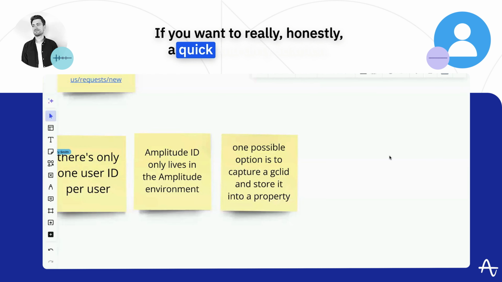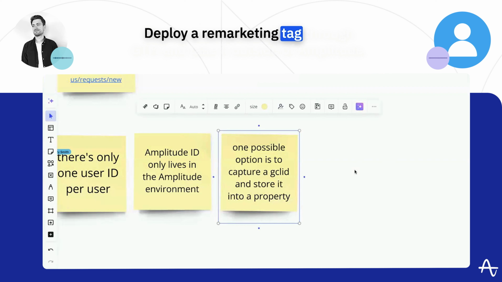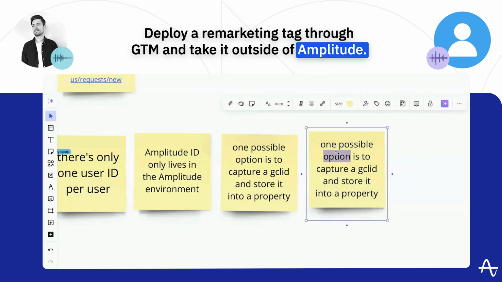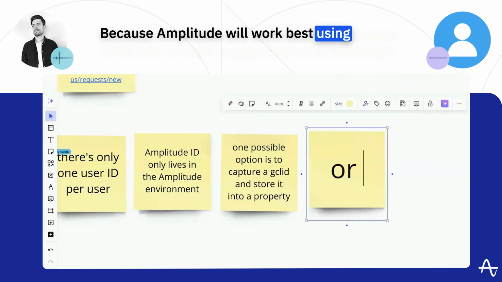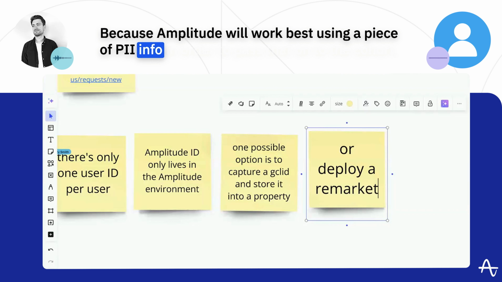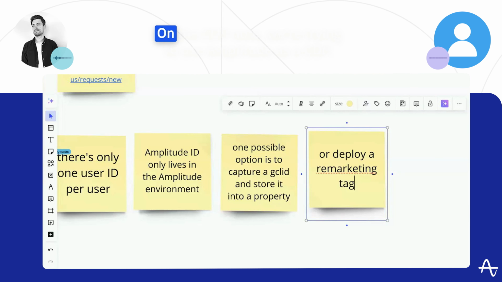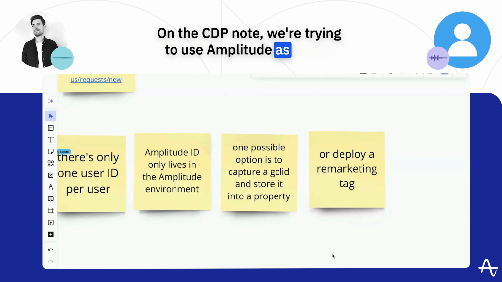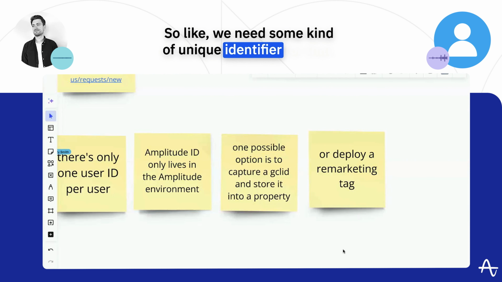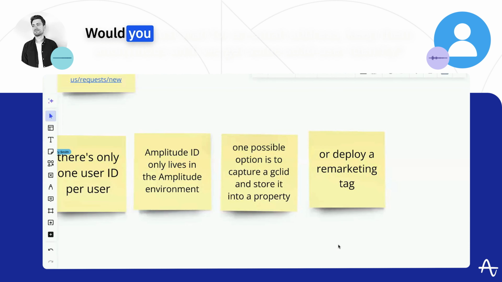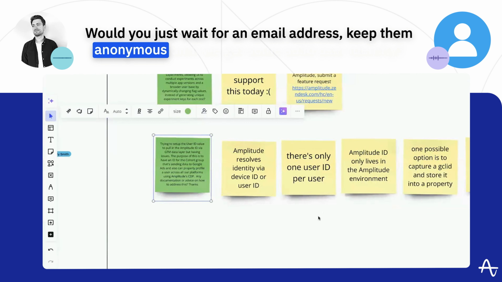If you want a really quick and dirty solution, deploy a remarketing tag through GTM and take it outside of Amplitude, because Amplitude will work best using a piece of PII to pass on to the cohort. On the CDP note, we're trying to use Amplitude as a CDP, so we need some kind of unique identifier for that. If we don't have login information, would you just wait for an email address and keep them anonymous until we get some solid user identity?